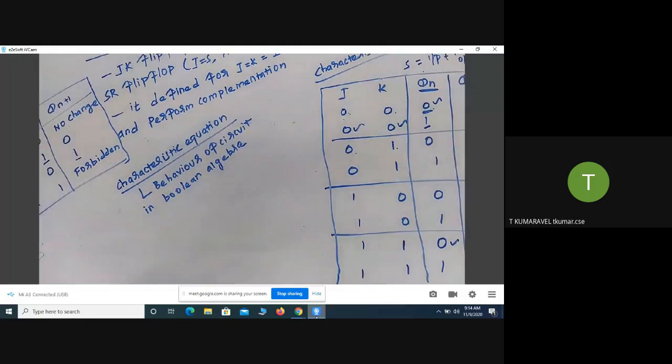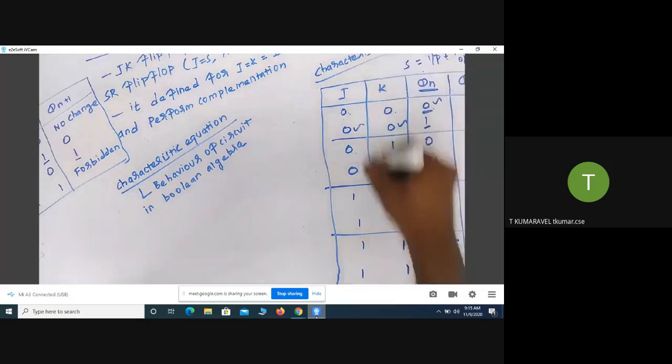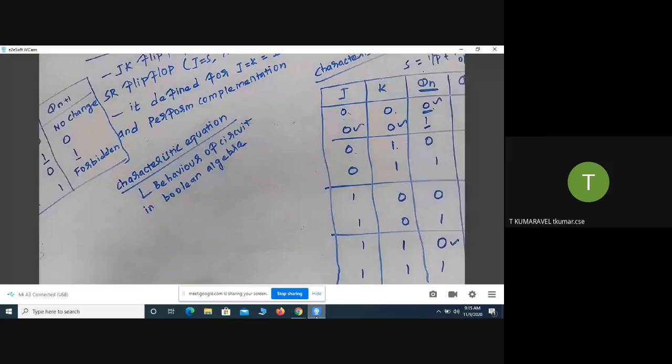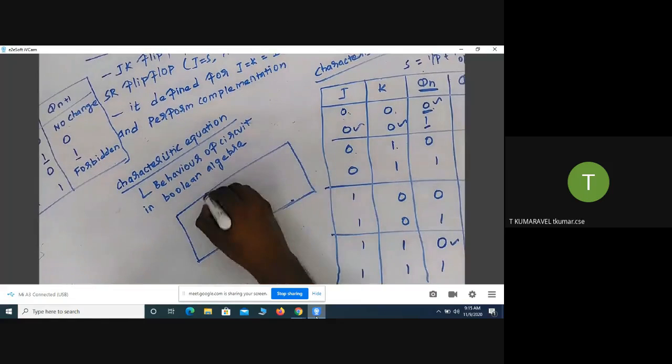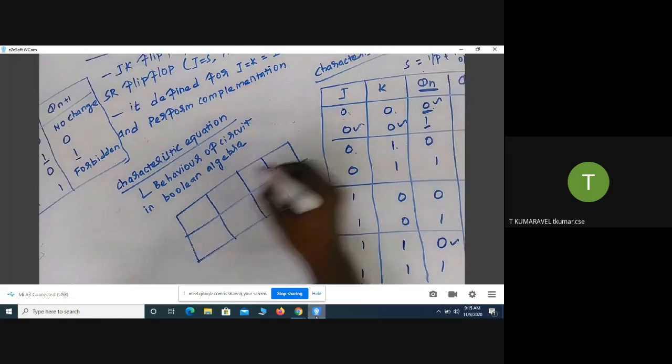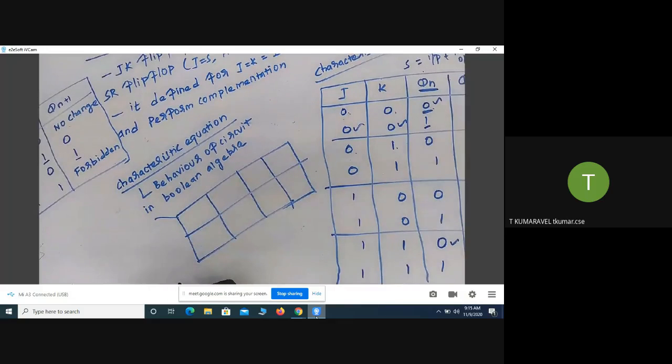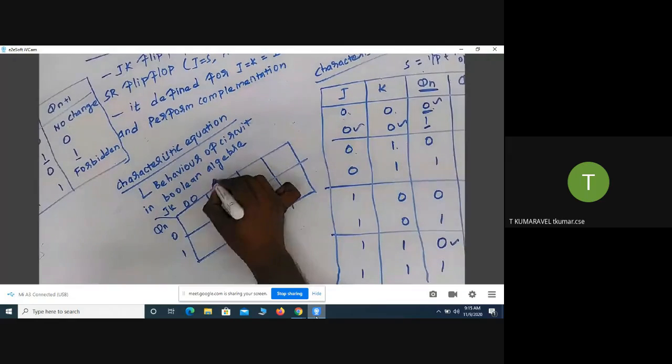Now that I know the behavior of the flip-flop, I'm going to form the Boolean algebra. This is a three variable input, so how do we form the Boolean algebra? Make use of the Karnaugh map. I'm going to draw a three variable Karnaugh map, which has 8 cells: Q, JK, with 00, 01, 11, 10.